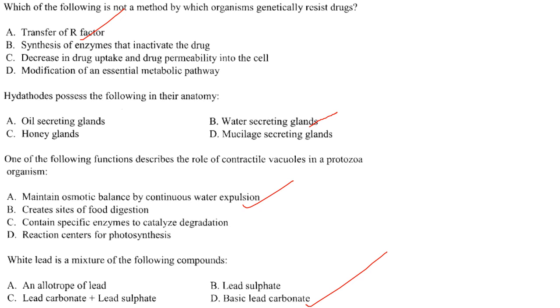Answer is option A. Then hydathodes possess the following in their anatomy. That is, they possess water secreting glands. Answer is option B. One of the following functions describes the role of contractile vacuole in a protozoan organism. So it is for maintaining the osmotic balance by continuous water expulsion. Answer is option A. White lead is a mixture of the following compounds. It is basic lead carbonate. Answer is option D.